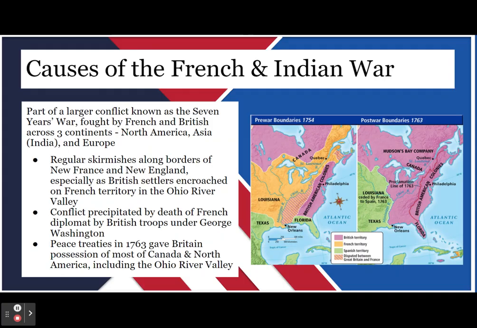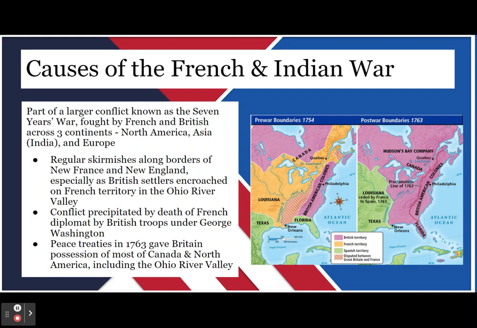Okay, so what we're seeing, because of how closely, if you can look at the pre-war boundaries in 1754 here, you can see how close the British North American colonies are right up against the Canadian colonies. Okay, you can see they're packed right up against them, especially in this kind of New England area.